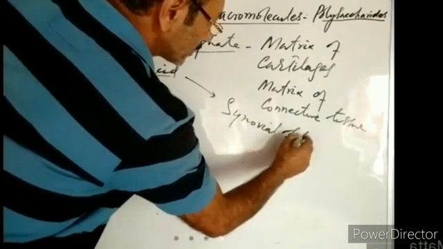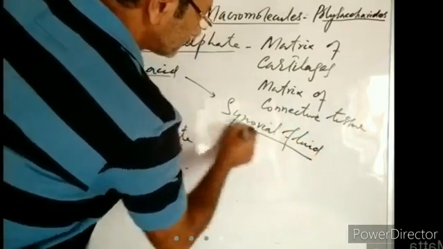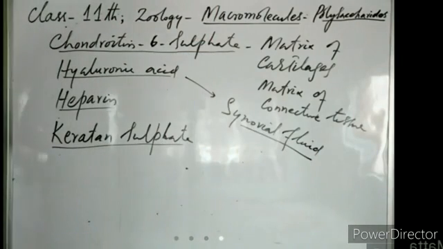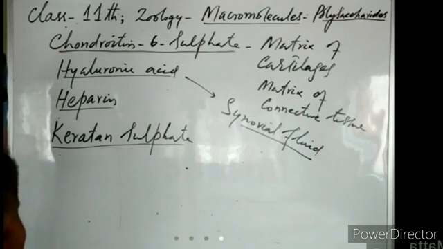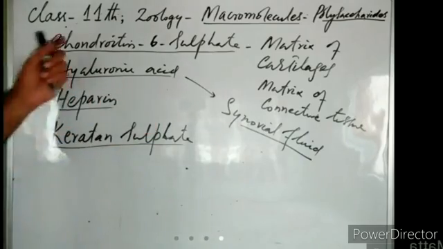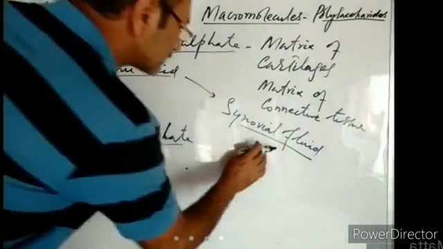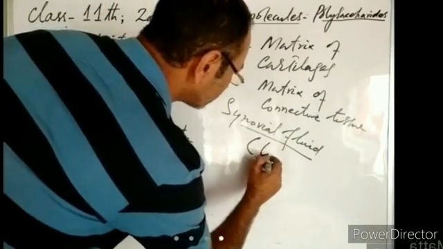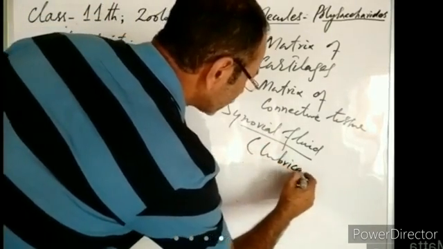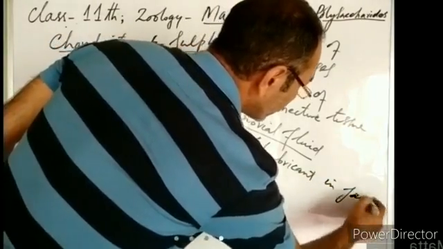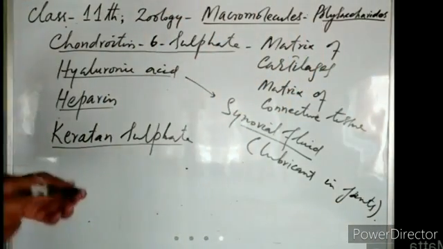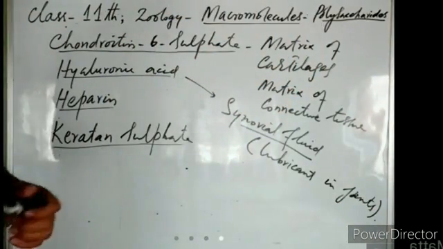Where is synovial fluid found? Synovial fluid is present in synovial joints. In this synovial fluid, we have got hyaluronic acid, and it acts as a lubricant in joints. It reduces the friction between two articulating bones at joints.